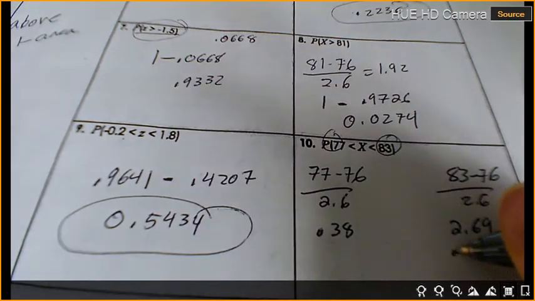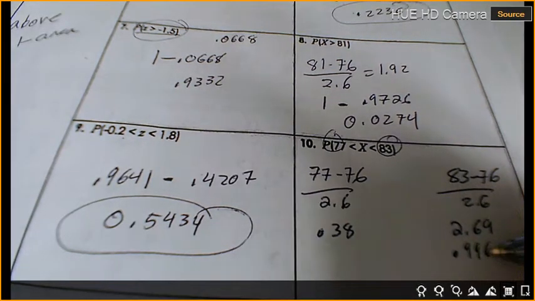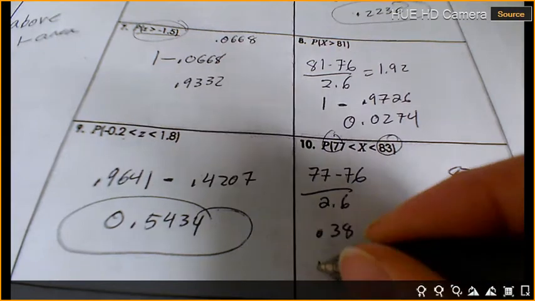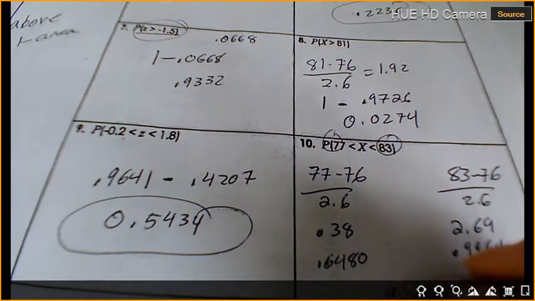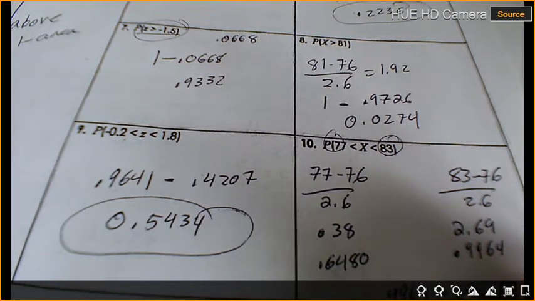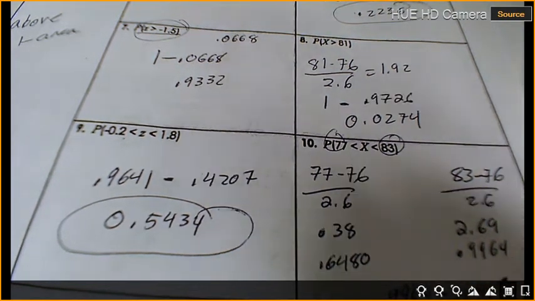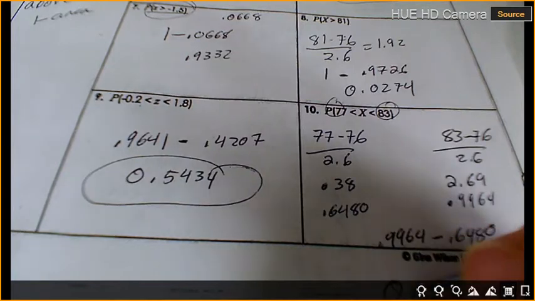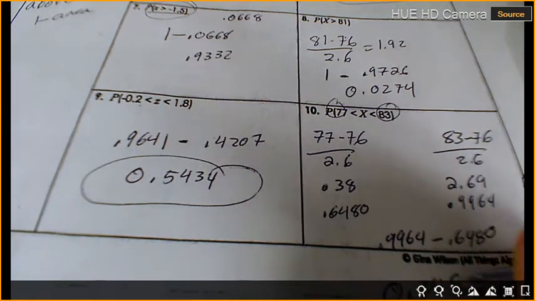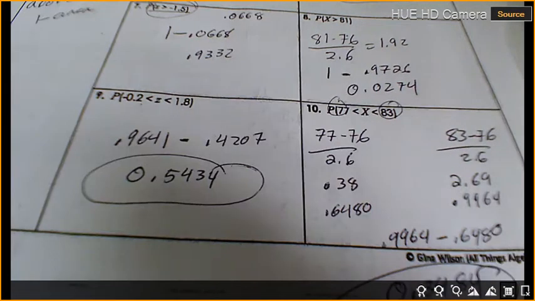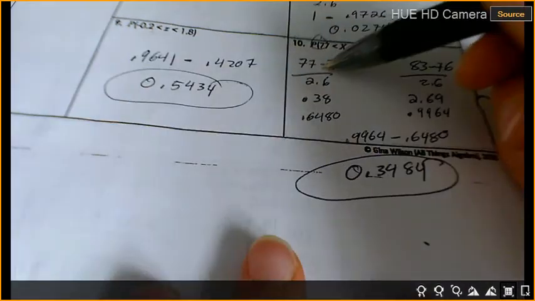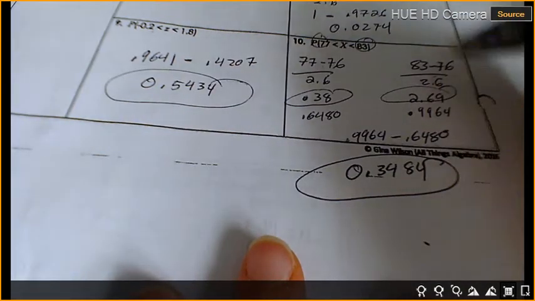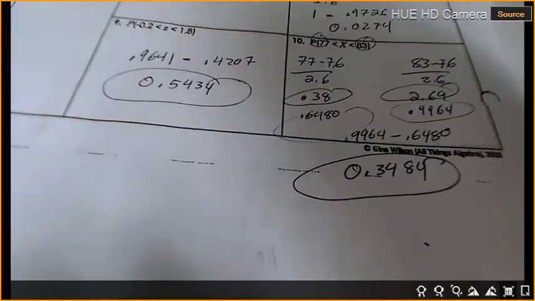And for this, I get 0.9964. And for this one, I get 0.6480. And then I'm just going to subtract. 0.9964 minus 0.6480, which gives me 0.3484. No, not really. So you would just get both of them? Yeah. So I found both of these. These are my z-scores. I looked up both of my z-scores, and then I just subtracted them.